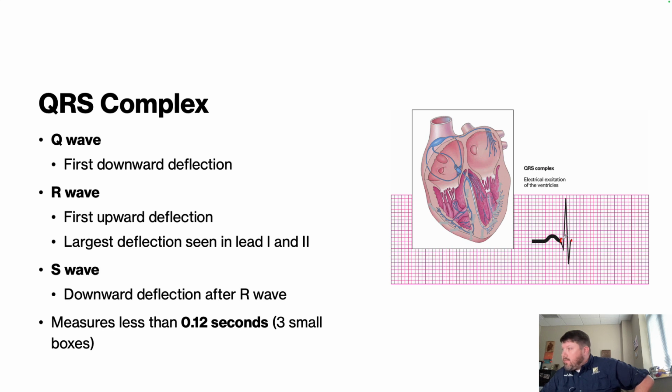So together you've got one whole box, two whole boxes, and another half of a box, which will give you a QRS of about 0.10 seconds, which is normal. So it follows the rules.